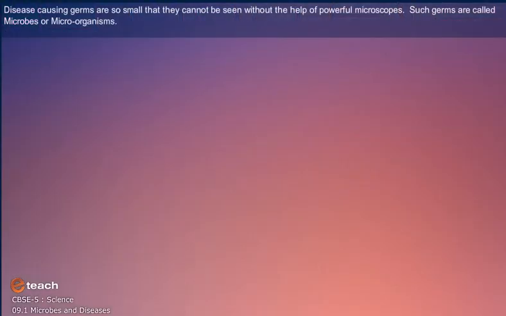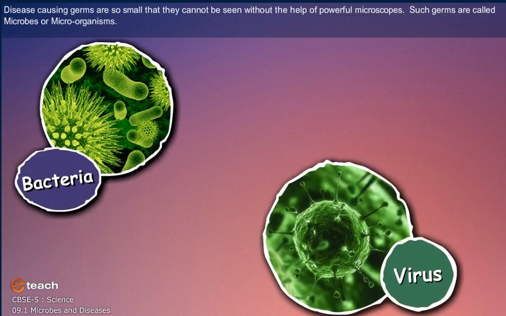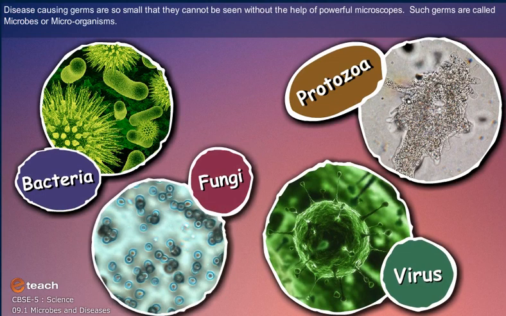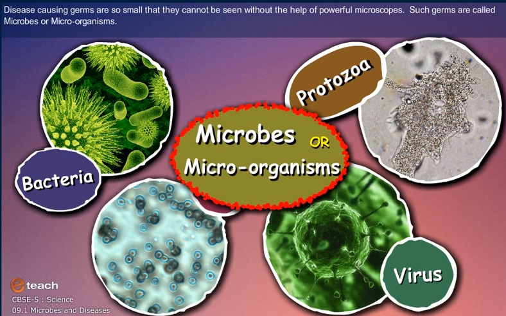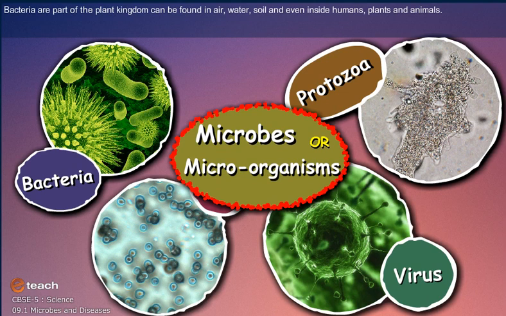Disease-causing germs like bacteria, virus, protozoa, and fungi are so small that they cannot be seen without the help of powerful microscopes. Such germs are called microbes or microorganisms. Microbes are found everywhere and can grow very rapidly when they get warmth, food, and air.